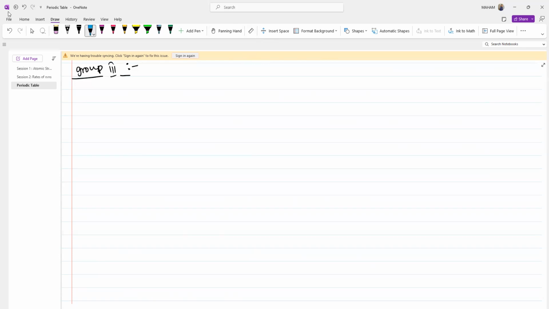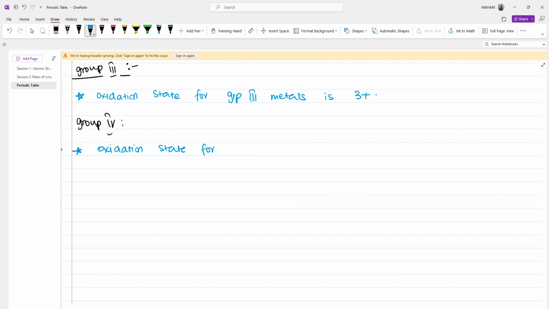Okay. So in group 3, there is not a lot of information except for one point, which is about oxidation states. So the oxidation state for group 3 metals is 3+. Then we move on to group 4. This also has one point in oxidation states. So the oxidation state for group 4 metals is 4+ or 4-, right? Now we come to group 5.